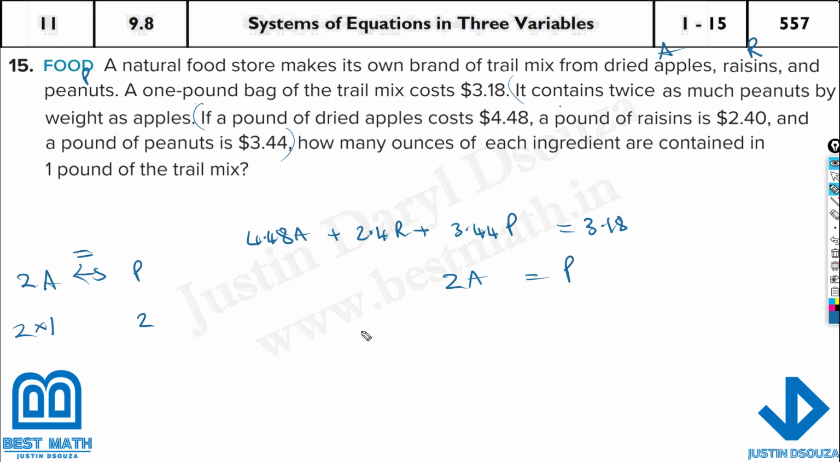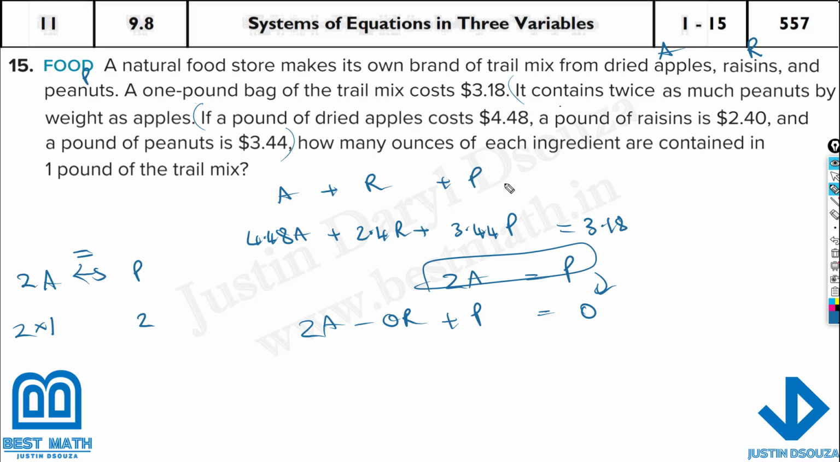This is the equation which we get. And then you can get that in, so it'll be 2A minus 0R plus P is equal to 0. Okay, that is the second equation. But there's one more, we need 3. This is the same equation I've written over here. But what about the third one? We know 1 pound requires apples plus raisins plus peanuts. That will be equal to 1. Because all these 3 things are required to make the trail mix. So these are the 3 simultaneous equations.